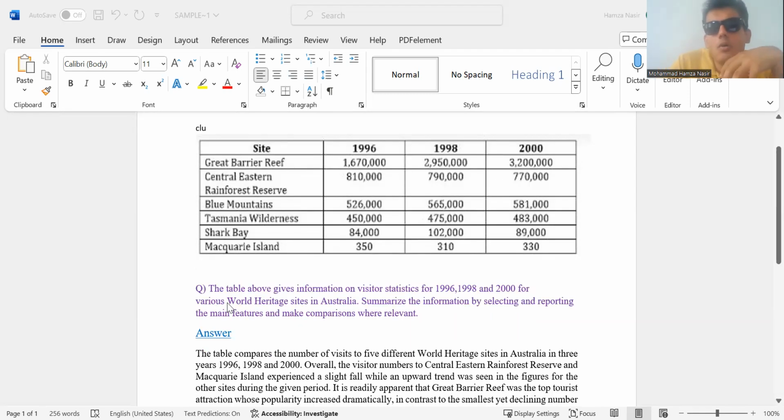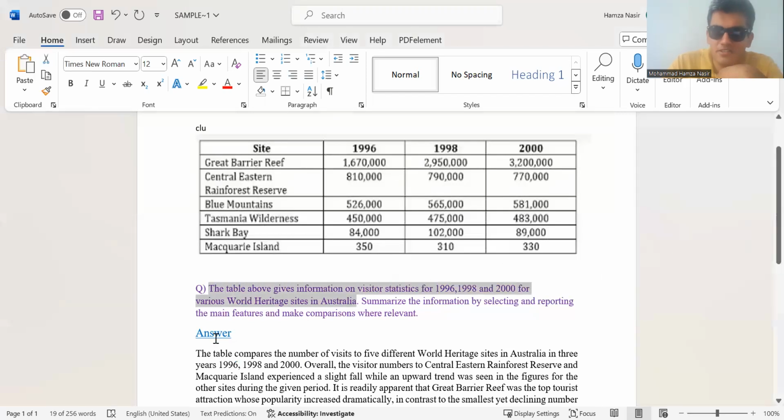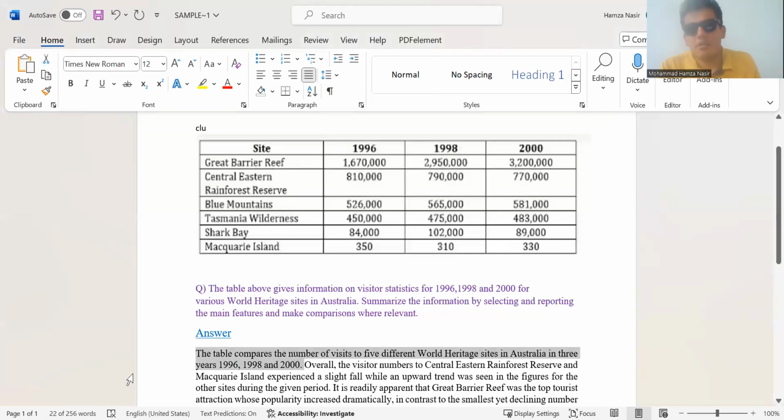So first of all, let's see if we can paraphrase this background question statement, because in a report, the first paragraph comprises firstly the introduction, which is just paraphrasing this background question statement that I've done successfully over here. The table compares the number of visits to 5 different World Heritage Sites in Australia in 3 years. That's 1996, 1998, and 2000, right?